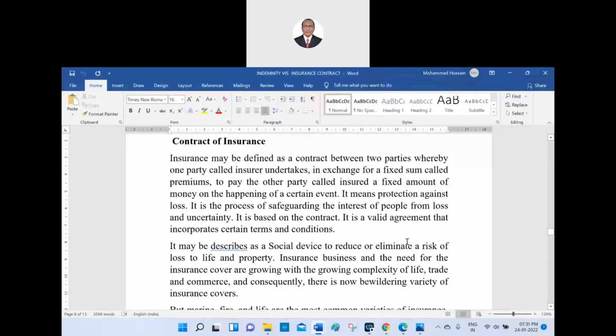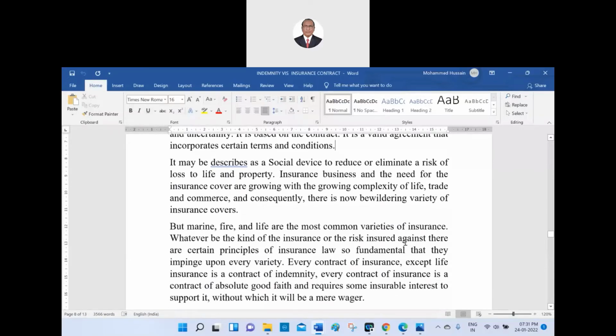It is based on a contract. It is a valid agreement that incorporates certain terms and conditions. So insurance contracts are nothing but indemnity contracts. It may be described as a social device to reduce or eliminate the risk of loss to life and property. It is such a method where the risk is distributed among the other policyholders. The other persons' amounts, pooled up in the form of premiums, will be used to give relief to the person who got injured because of the untoward incident that happened to the policyholder.